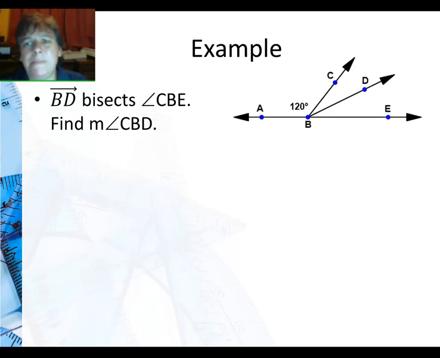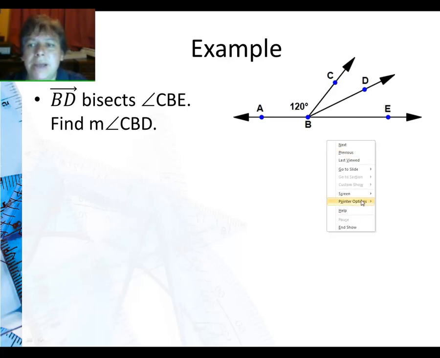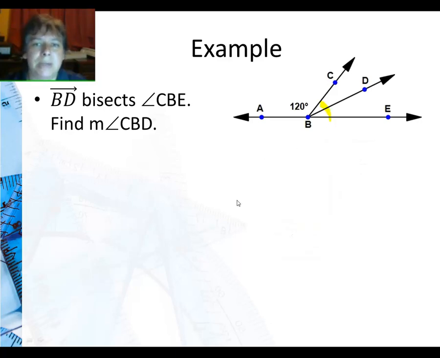So here's the example. I have a drawing, and you can see there's 120 degrees over here. And it says that BD bisects angle CBE. So I'll just highlight that really quickly. So this angle is bisected. What does that mean? That means each part there is congruent, so they have the same measure. So what I'm doing is I'm going ahead and putting an X, since X marks the spot. So I'm going to say this is X, and if they're congruent, that one has to be X as well.